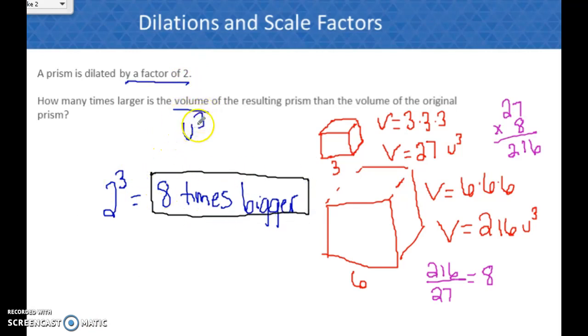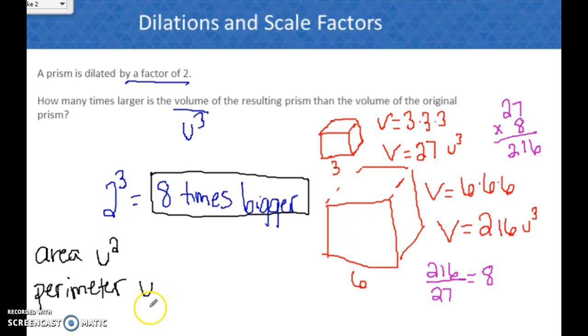But if we have volume, we do to the third power. Let's just review. If we're dealing with area and we want to know how much bigger it is, we would do to the second power because area is units squared. So we would take a scale factor and raise it to the second power to see what's going on. If we were doing perimeter, remember when we do perimeter, our units are just units. So if we did perimeter, our scale factor would tell us how much bigger it's going to be. You don't have to raise it to the second or raise it to the third. It's just the exact same as the scale factor.